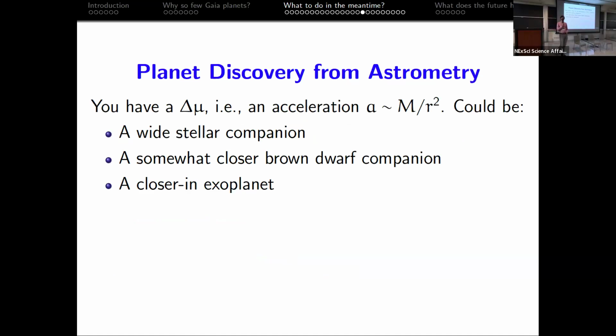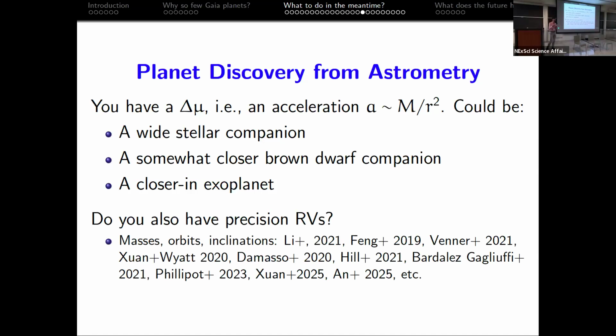When I measure that difference in proper motion, I measure that acceleration in the plane of the sky, there's a fundamental degeneracy. An acceleration, according to Newton, is mass over r squared. Now, I could have a large mass far away, or I could have a small mass close by. I don't know which it is. And so there's going to be that fundamental degeneracy here. You can break it if you have enough radial velocity observations. Otherwise, you need something else. And there's been a long history of work, this is only a very small snapshot of it, combining astrometry with radial velocities in order to be able to measure the true masses and orbits of these planets.